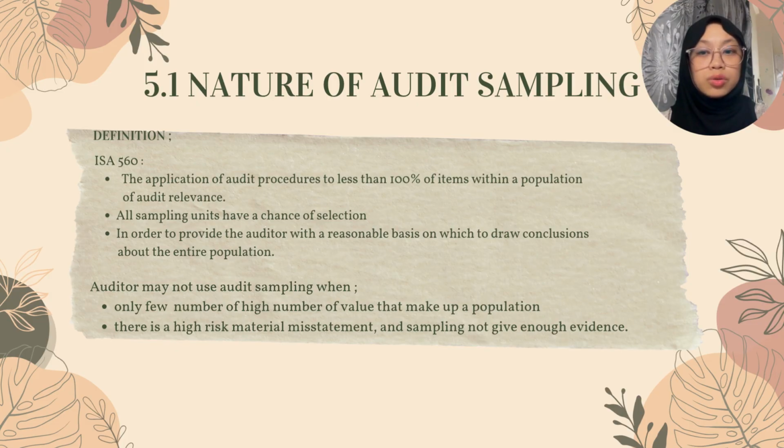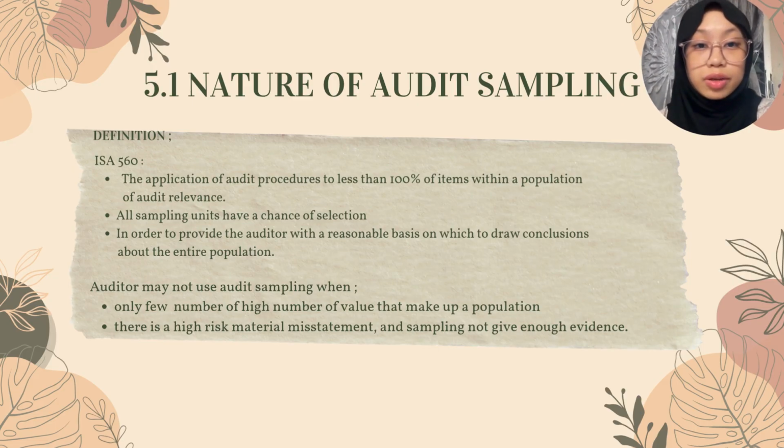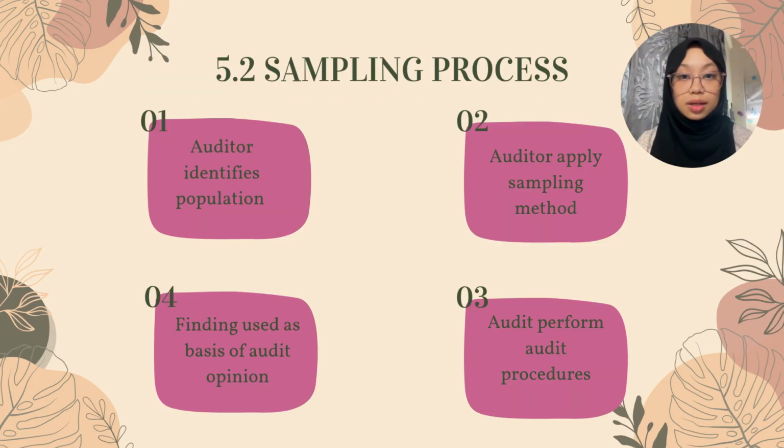Auditors may not use audit sampling when there are only a few items that make up a population. Also, when there is a high risk of material misstatement, sampling does not give enough evidence. Next, I'm moving to the audit sampling process. There are 4 main steps in the audit sampling process.